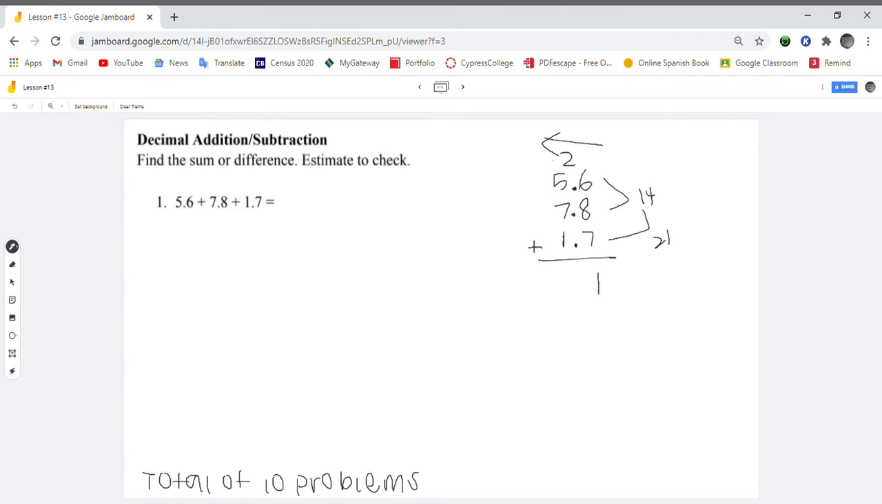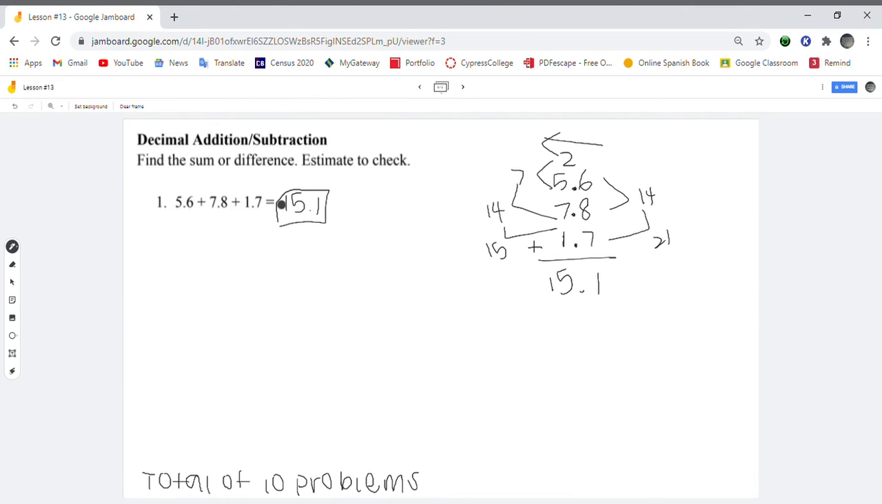Next, we're going to do 5 plus 2, which is 7, and 7 plus 7, which is 14, 14 plus 1, which is 15, and we end up with 15. So when we're adding and subtracting decimals, it's important to know where you put the decimal. So you just have to follow this down, and you'll place the decimal right here. So you'll end up with 15.1 as your solution for number 1.